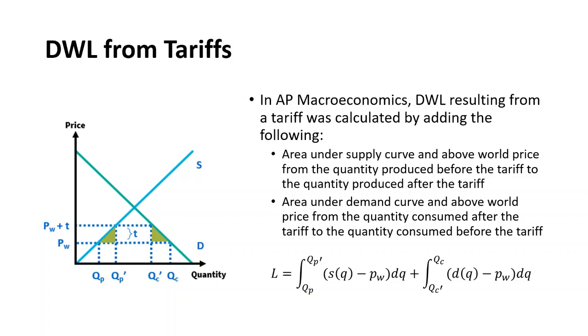Writing this in terms of calculus, we have L for deadweight loss equals the integral from the quantity produced before the tariff to the quantity produced after the tariff of the supply curve minus the world price with respect to quantity demanded plus the integral from the quantity consumed after the tariff is applied to the quantity consumed before the tariff is applied of the demand curve minus the world price with respect to the quantity demanded.